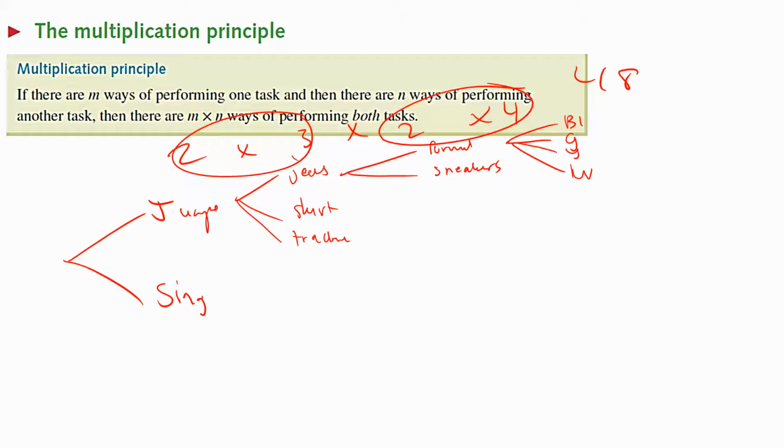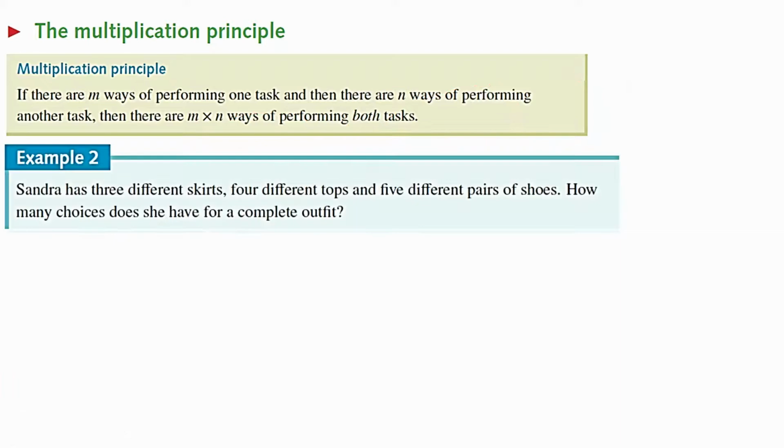Okay. Any questions there, though? Does that make sense? Yeah? All right. So, your turn. How many options are there? Sandra has 3 different skirts, 4 different tops, 5 different pairs of shoes. How many choices does she have for a complete outfit?